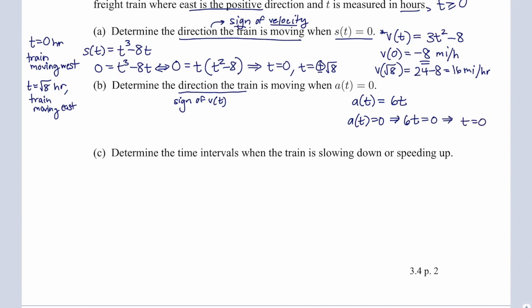Turns out that's one of the times that the train was actually having position 0, right? We already saw t equals 0 in part 1, and we already saw that v of 0 is, what did we get? -8. So the train is traveling, that was west, when the acceleration is 0.